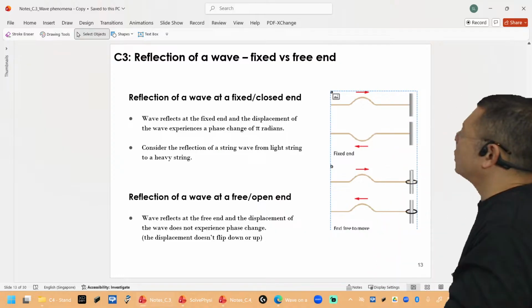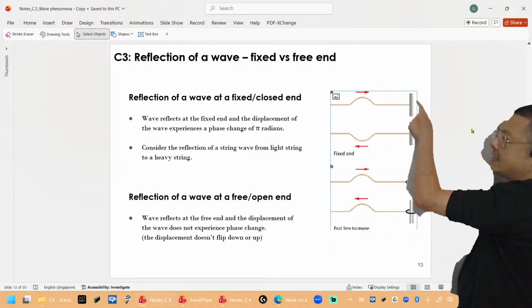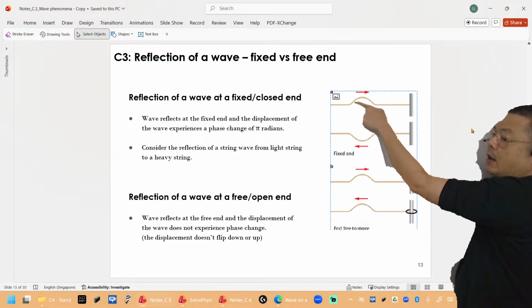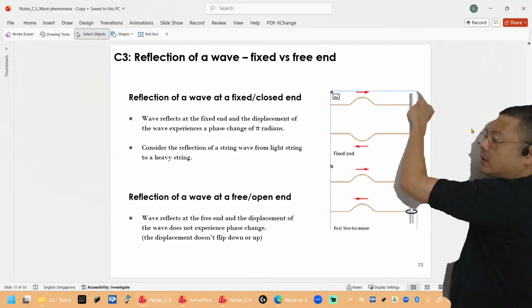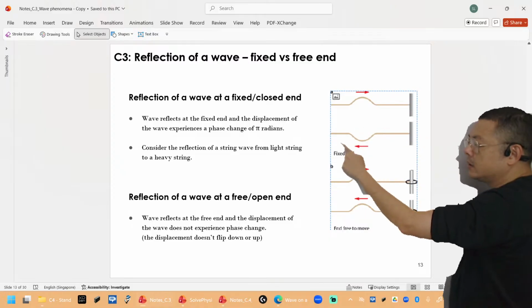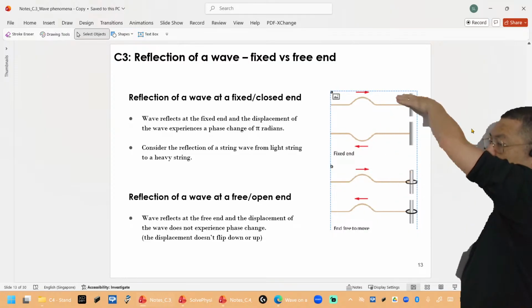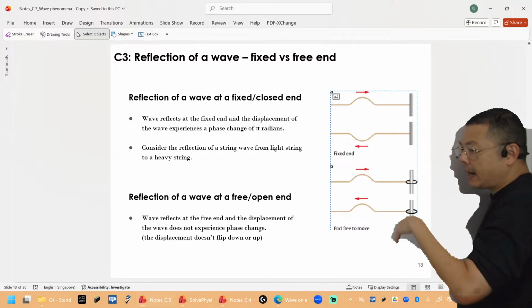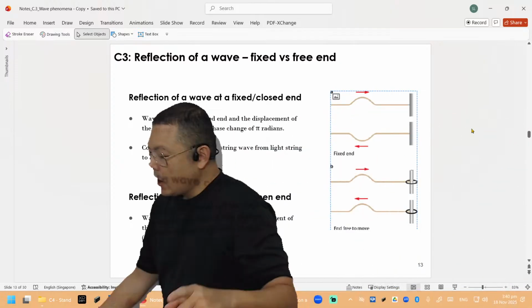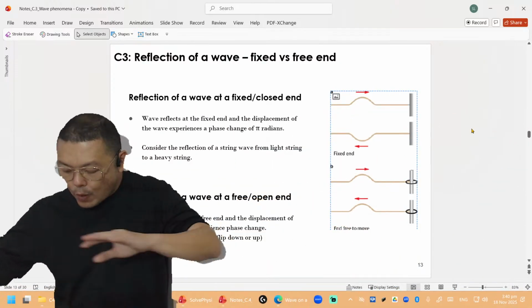Okay. So when you reflect from a fixed end, there will be a reflection right to left. And then there's a phase change, positive to negative. So there's a phase change of pi radians. You get that? Okay, good. When it is a loose end, there will be no phase change.